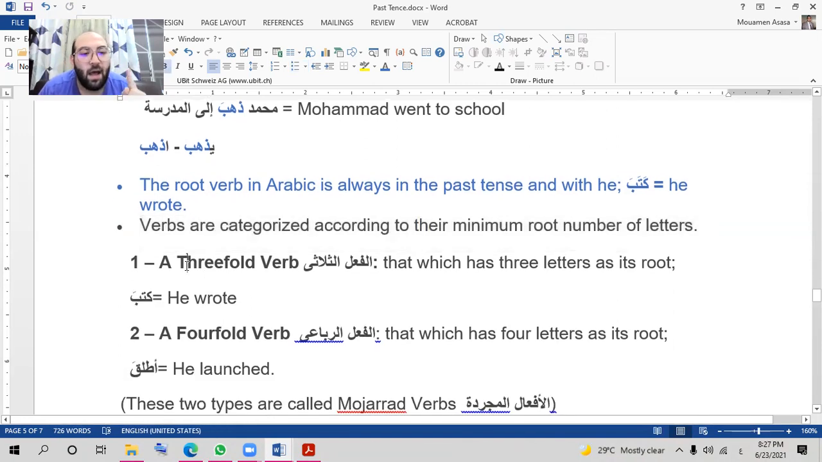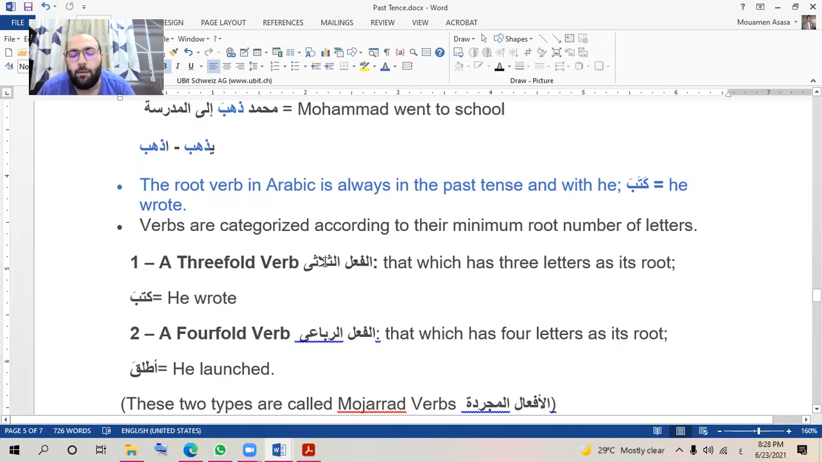So we have a threefold verb. What is the meaning of threefold verb? Threefold verb means the simplest verbs in Arabic, which only contain 3 letters. This is the simplest verbs. Kataba, dhahaba, akala, shariba, la'iba. All of these verbs are very simple. The roots of them only have 3 letters. Only 1, 2, 3 letters. Because of that, we name it the threefold verb, al-fi'lu thulathi.